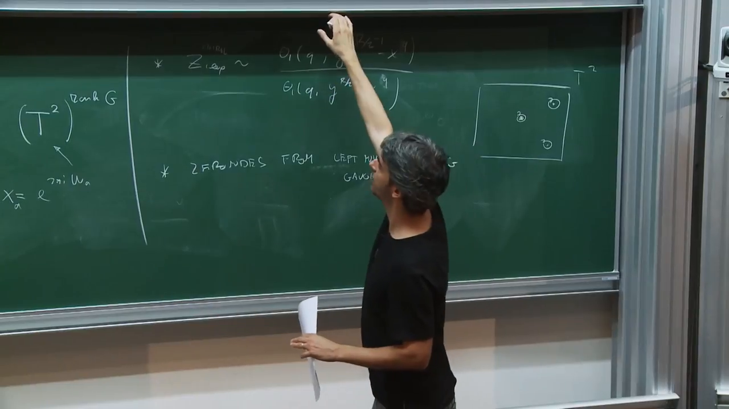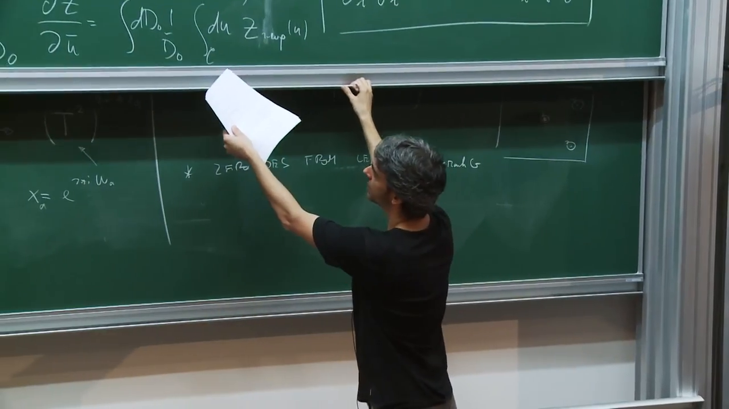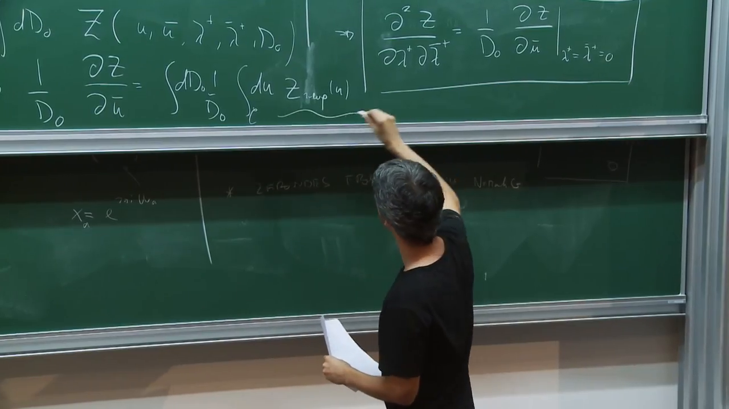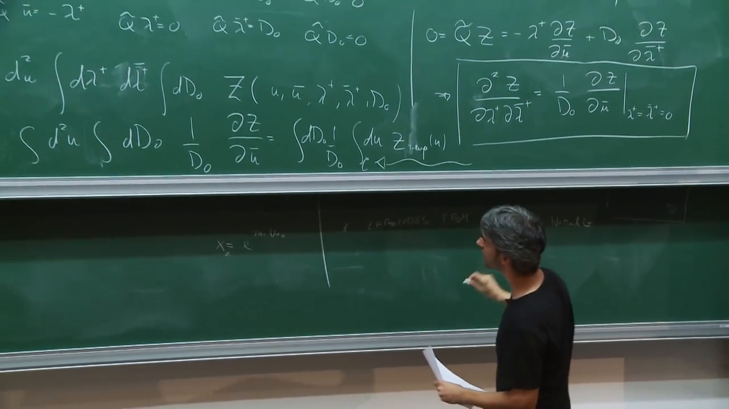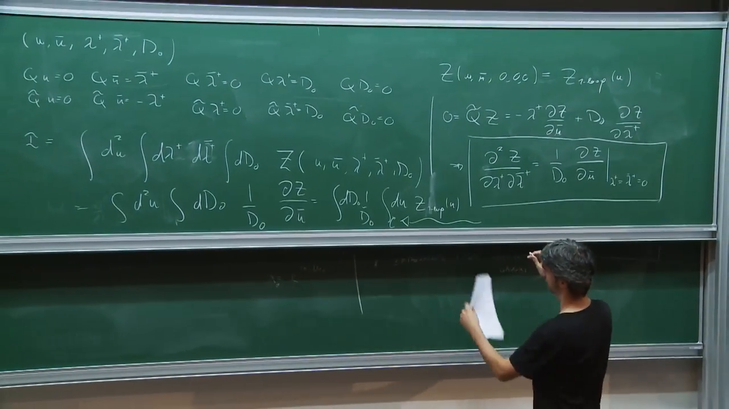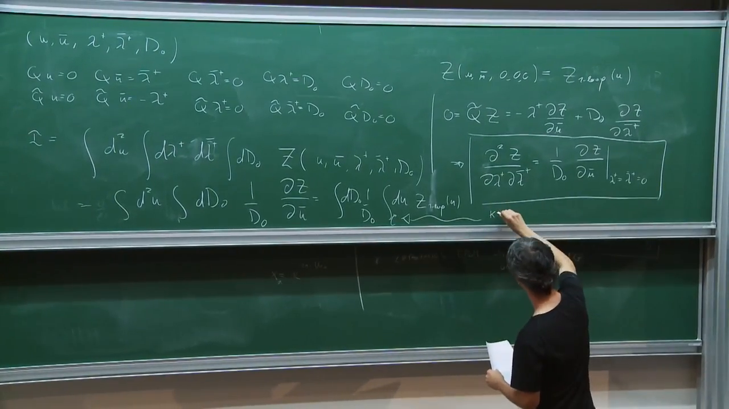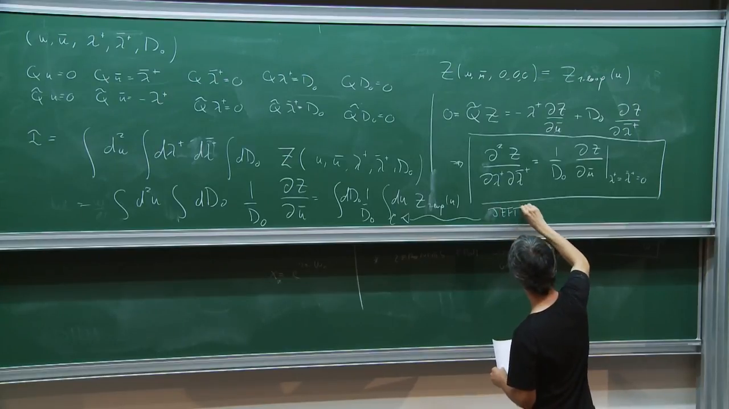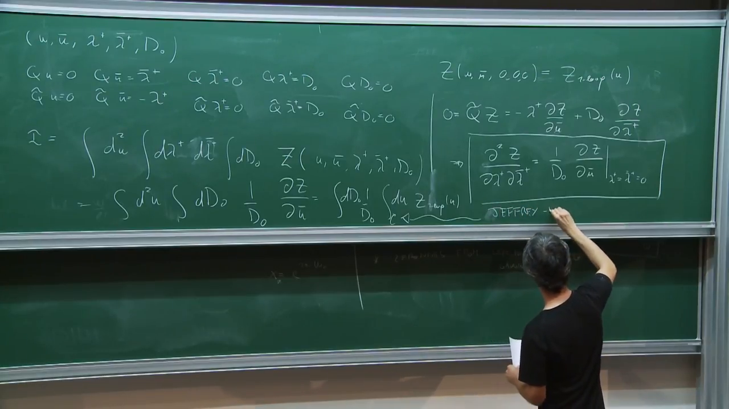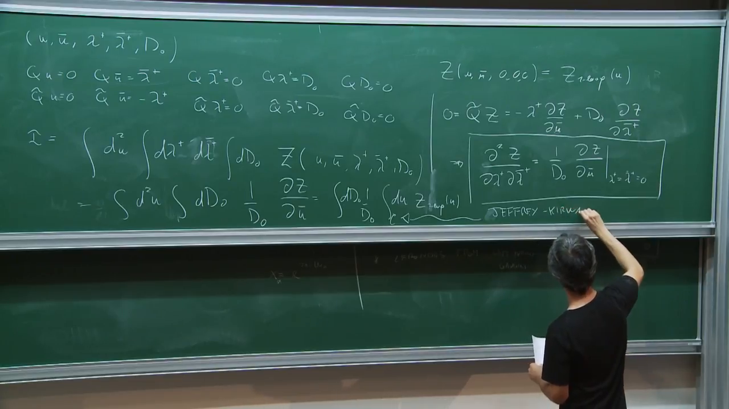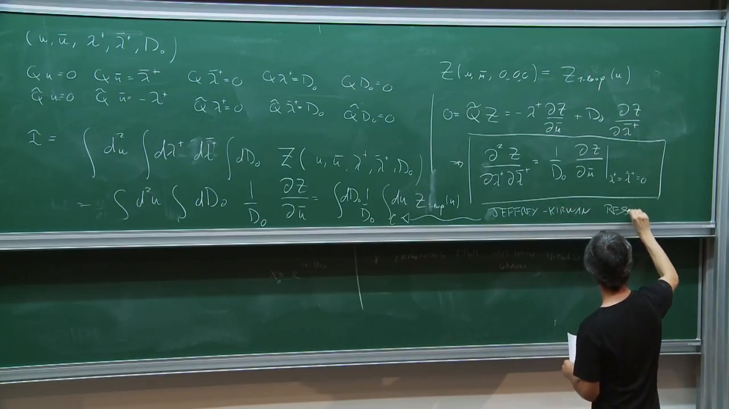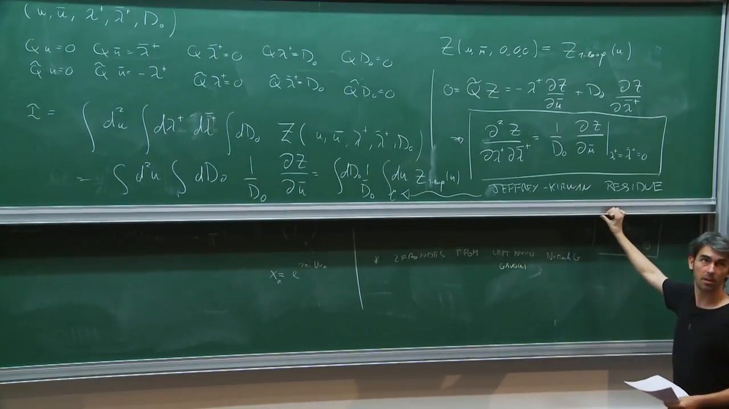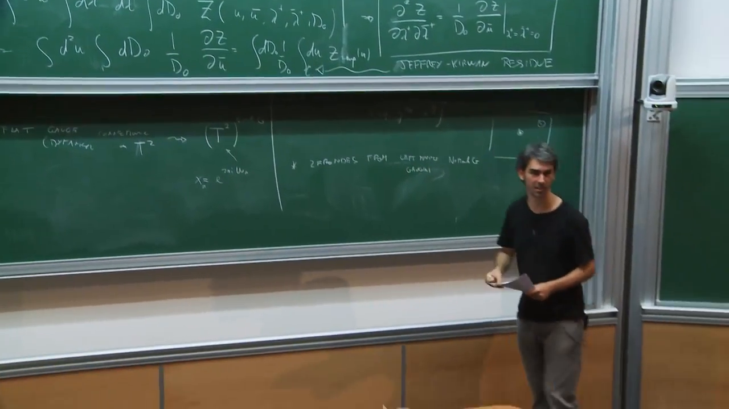So, okay, I didn't have time to explain what precisely this contour is, because one has to work a little bit more. But this is a very specific contour that comes out of the computation, and as I advertised before, this contour is called Jeffrey-Kirwan residue. Okay, so my time is completely over, so I think I will stop here.